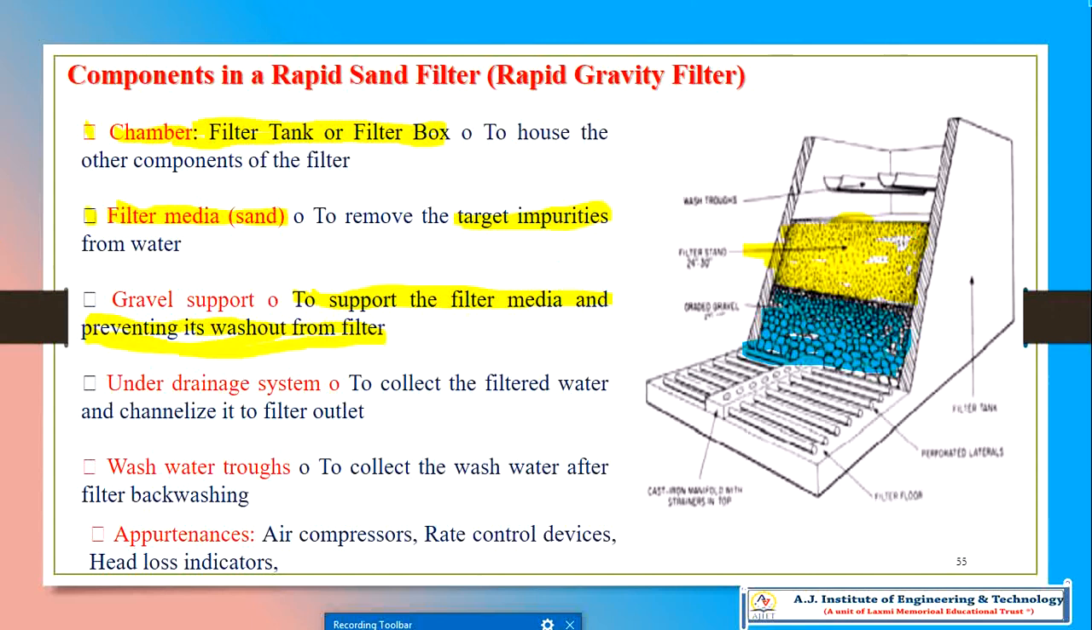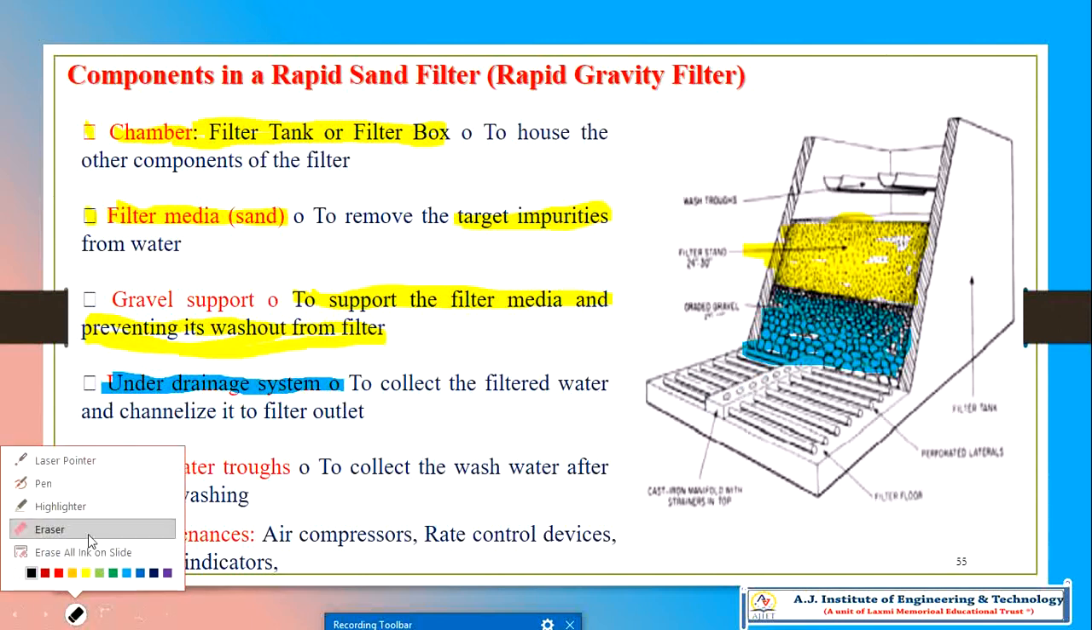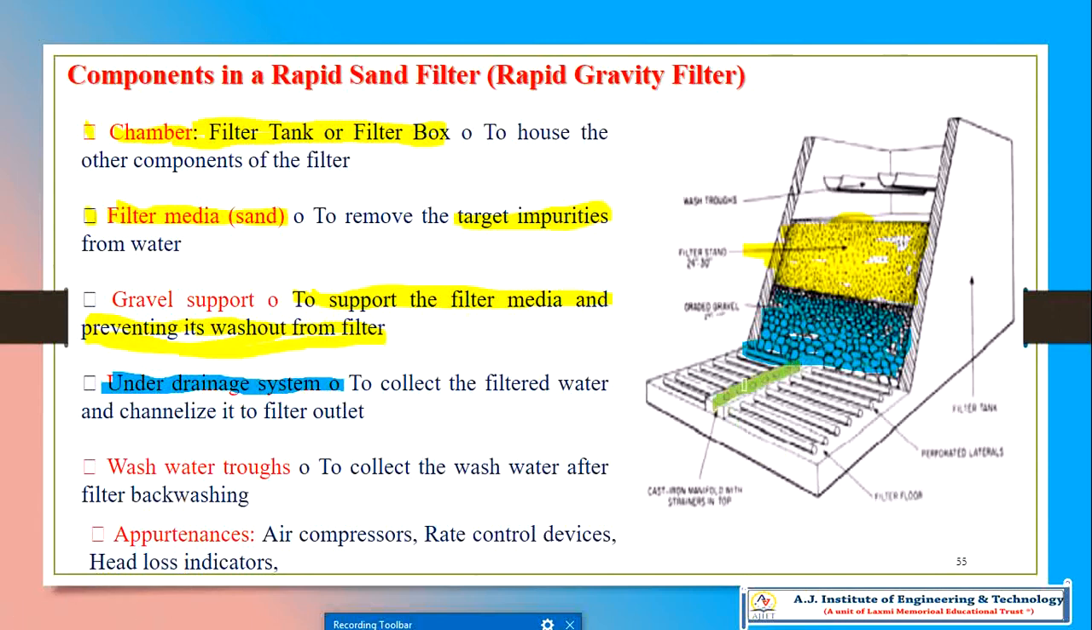Now, another one is the under drainage system. This is the under drainage system, which is to collect the filtered water. You can see it here, everywhere. It collects the filtered water and channelizes it to the filter outlet. Okay, that is about the under drainage system.